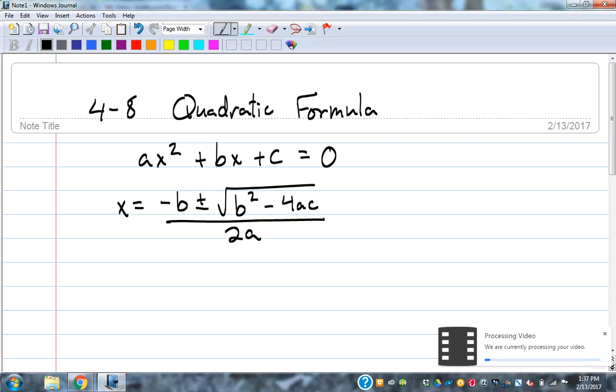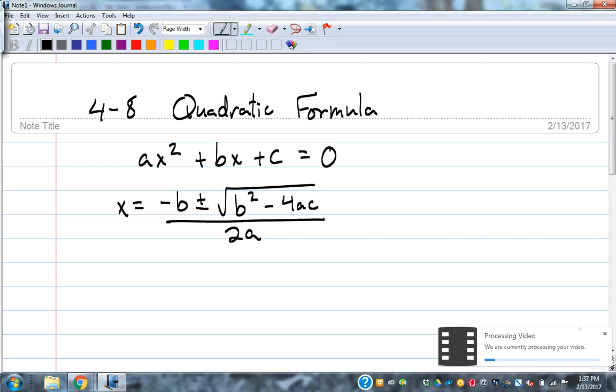So there's our stuff. A, B, and C are in the problem where they're at. A is always in front of x squared. B is always in front of x. C is the constant on the end. Remember, it has to be equal to what? 0. If it's not equal to 0, we got to get it there so that we can do quadratic formula.